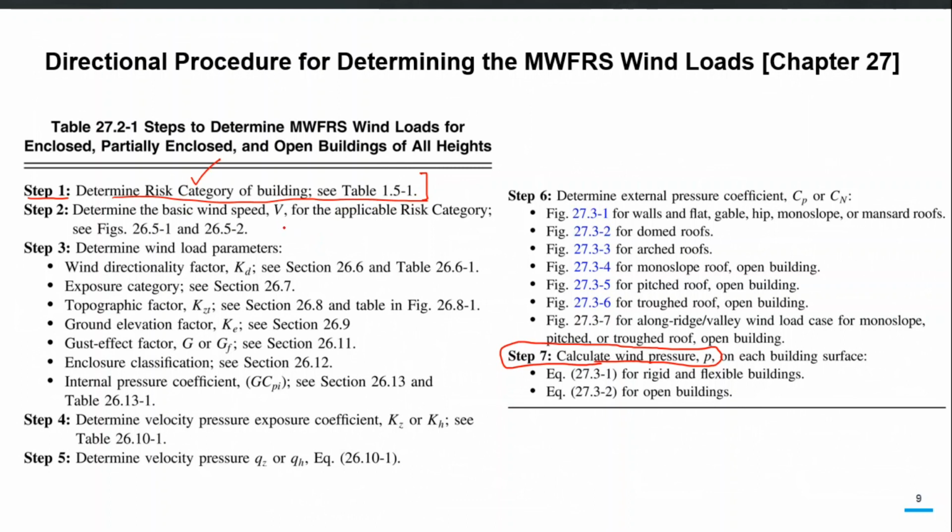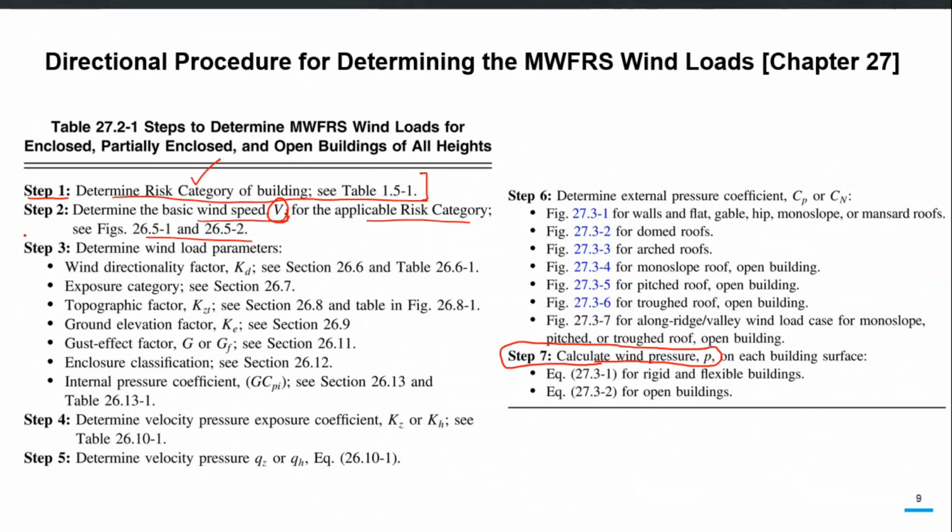Then you have to determine the basic design wind speed V, and it will depend on the applicable risk category. There are different figures available in chapter 26 to determine the basic wind speed for different sites in the US, and you will see that those values are dependent on the risk category of your building.